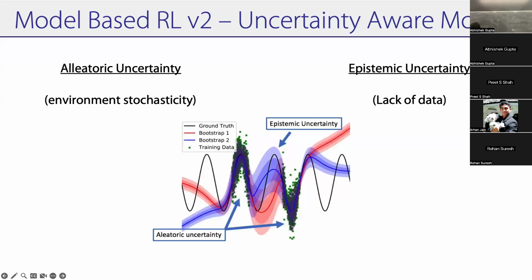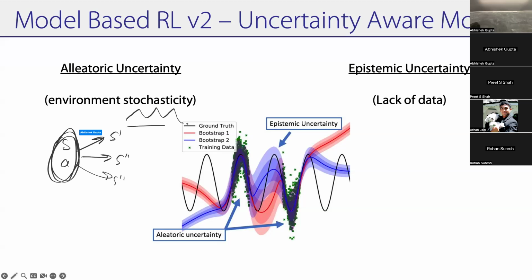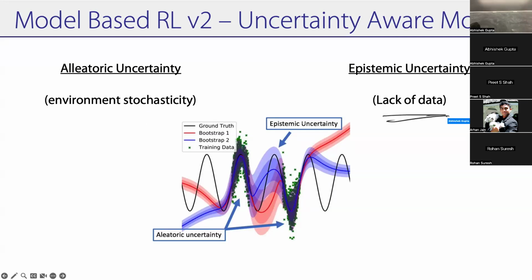So you can think of aleatoric uncertainty as saying S and A can go to S prime, S prime prime, S prime prime prime, and you just need some multimodal distribution. But epistemic uncertainty is more of a Bayesian idea, where if you don't have data on some S and A, then you should have some uncertainty on what S prime it goes to, right? And that's the type of uncertainty we're going to try and capture today. It's uncertainty that comes from lack of data, because if you go to regions where you don't have data, that's when you have hallucination.